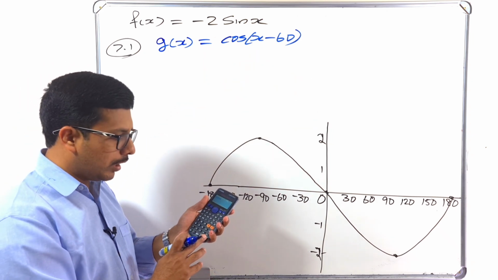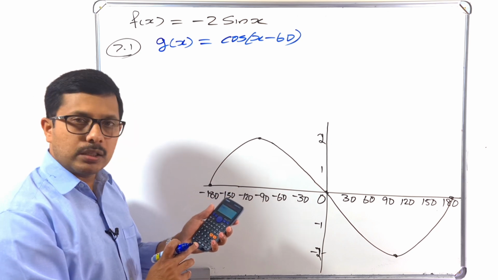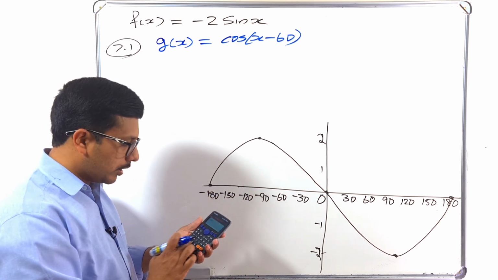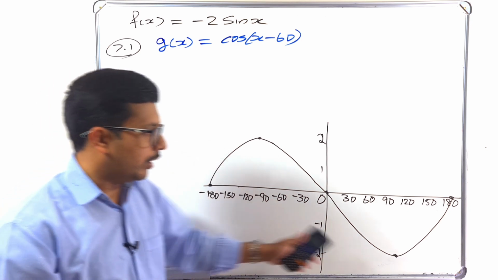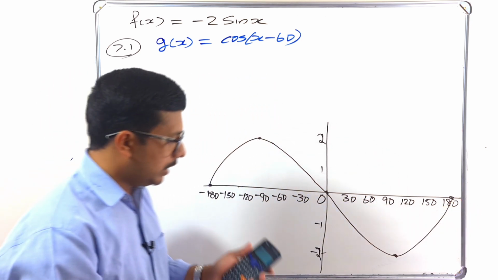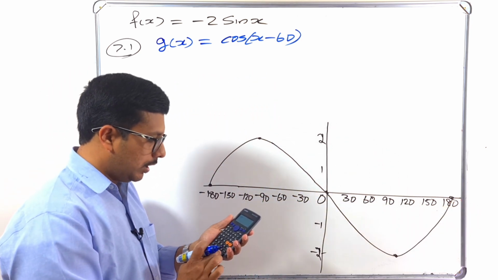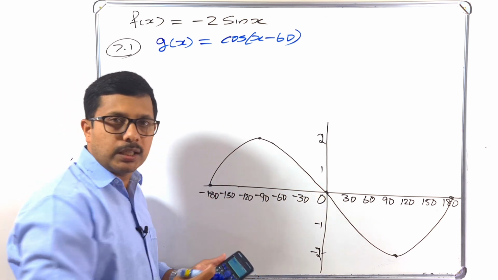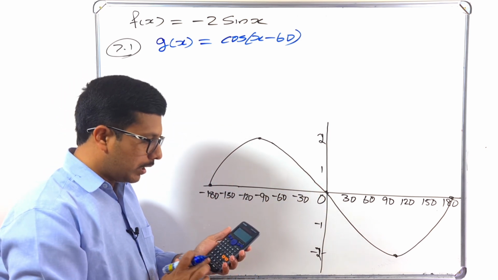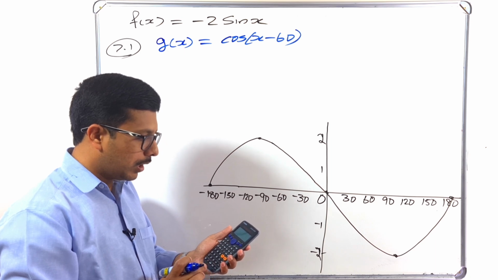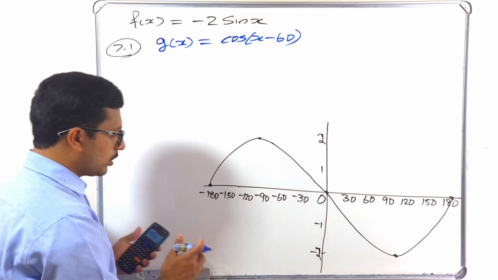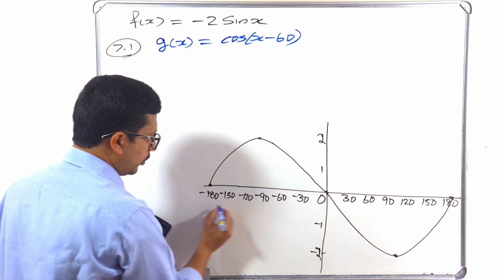Then enter, start from which number? Minus 180. So start is minus 180, end is positive 180. Then step means the interval. Here I took the interval as 30. So step is 30, then equal to.